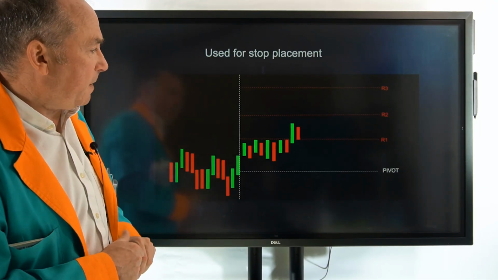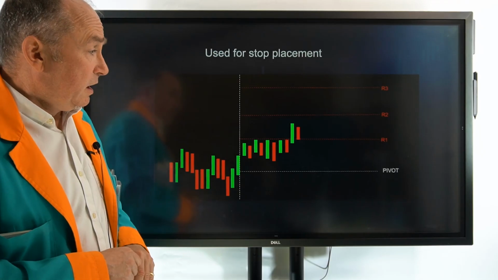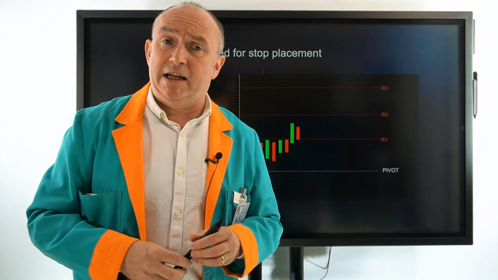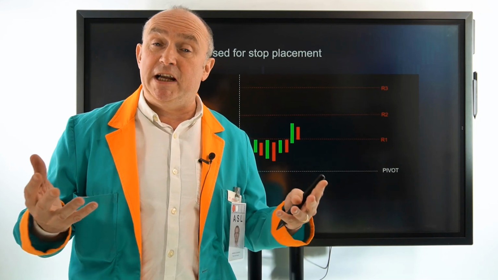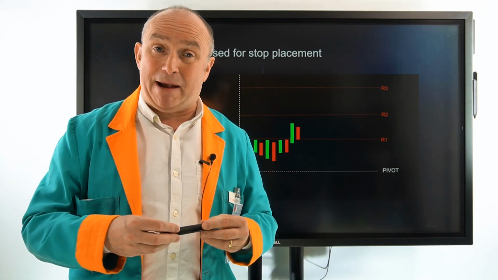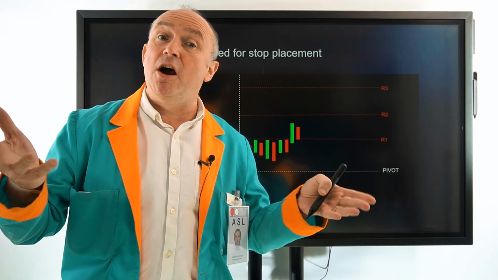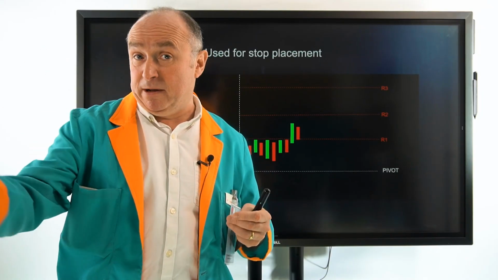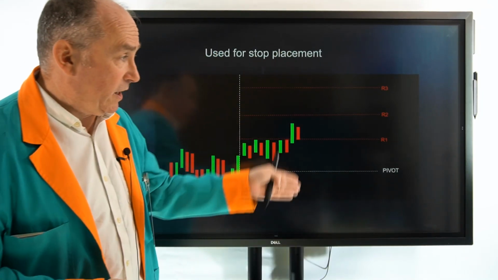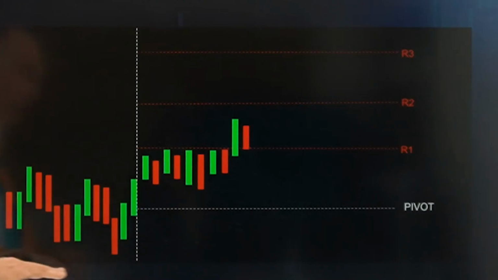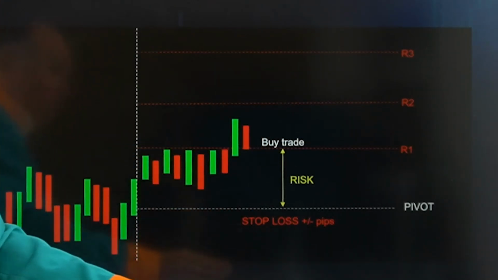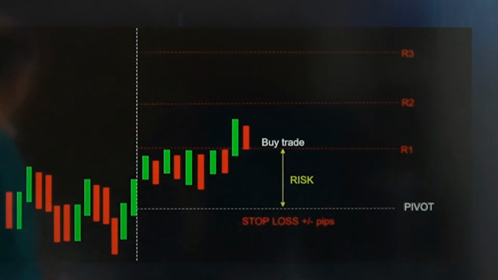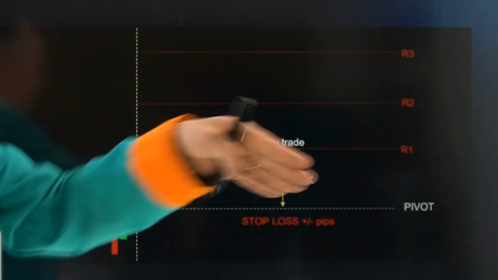Right, used for stop placement as well. As I said a moment ago, a lot of traders struggle with stop placement. So if you were to put into your strategy, certainly into your backtesting, that you're going to place your stops below a pivot point, be it the pivot itself or one of the other R1s or S1s and so forth, then that could be a way. So basically there you might have a buy trade on the break of R1, hoping for it to continue up. That's the breakout retest trade.